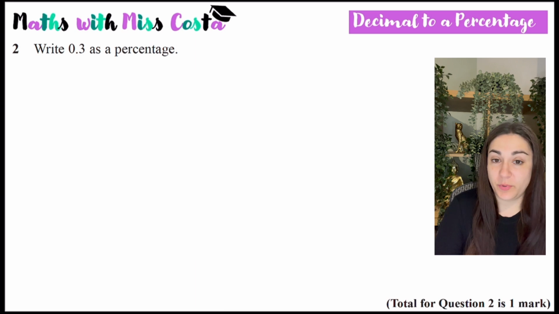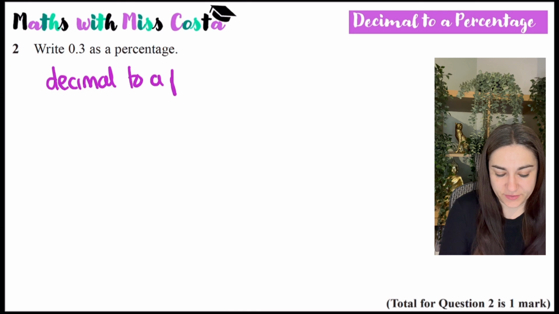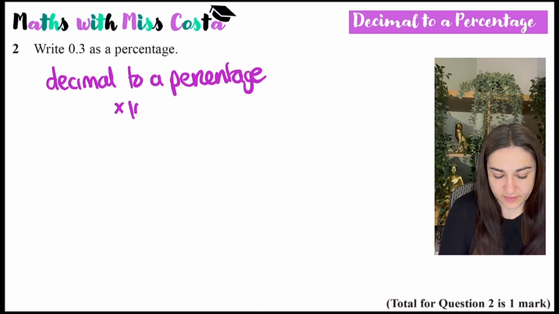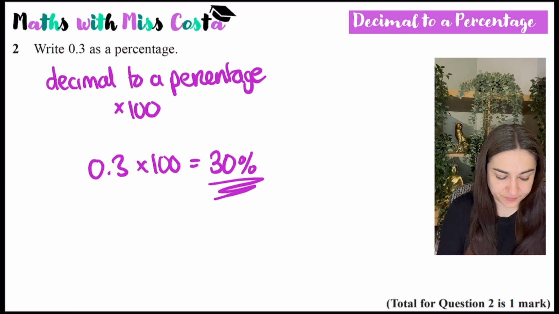Next, I need to write 0.3 as a percentage. So to turn a decimal into a percentage, all I do is multiply by 100. So 0.3 times 100 is 30, so I'd write 30%.